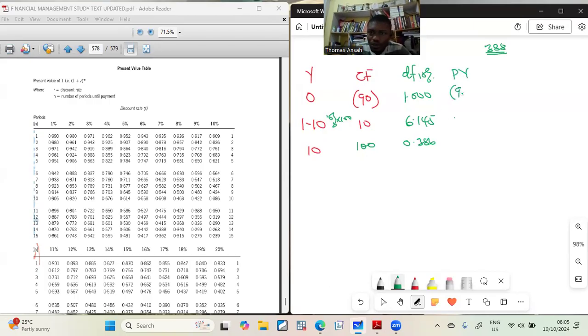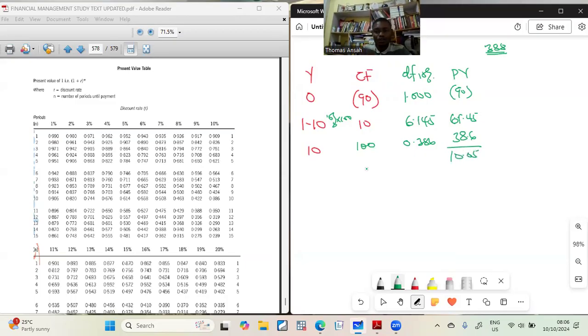Of course, this one will always be 90. Then we have 6.145 by 10. All right, that is 61.45. Then we have 100 multiplying by 0.386. That gives me 38.6. So what is my total PV? I added 61.45 minus 90. My PV is a positive 10.05.